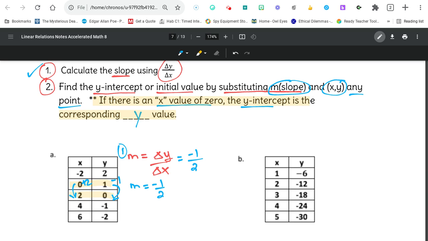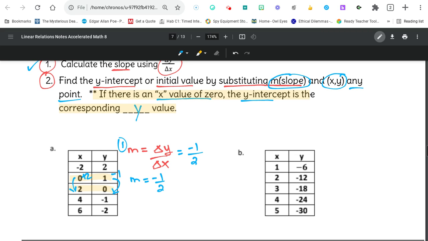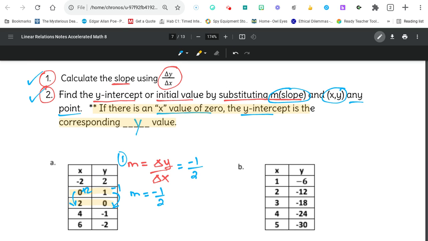Now, did you have to choose those 2 coordinates? You didn't. Any 2 coordinates will give you your slope. As long as it's in simplest form, all your slopes will be the same. All right, secondly, it says find the y-intercept, or what we call the initial value, by substituting m and x and y, any point. And I should put substitute where? Okay. When I say substitute, I want you to write this, guys. I left it out. You're going to be substituting m and any point into y equals mx plus b.